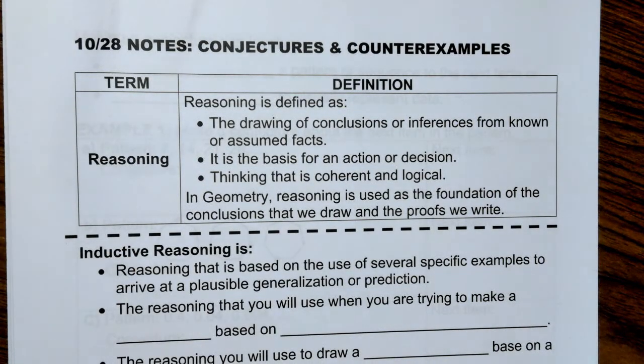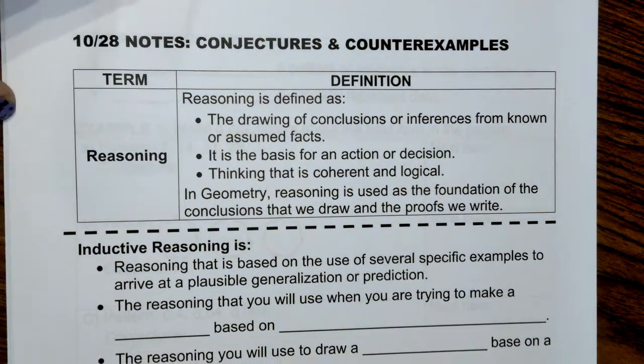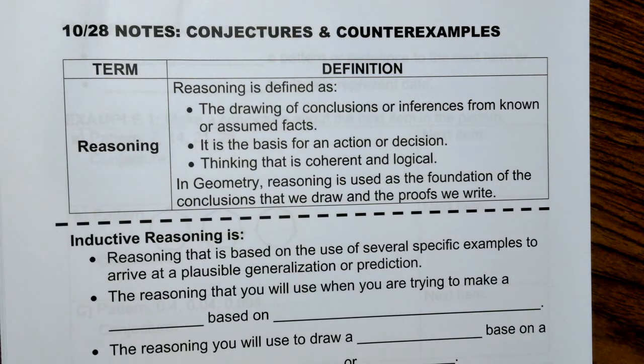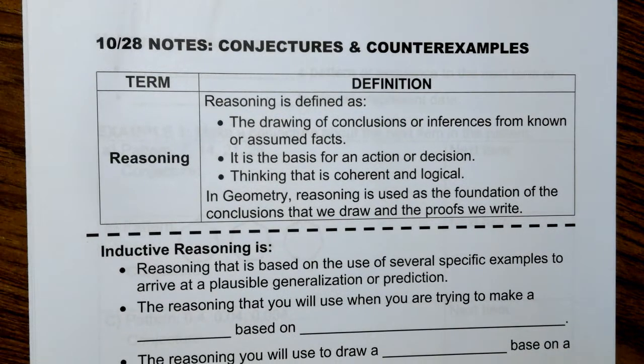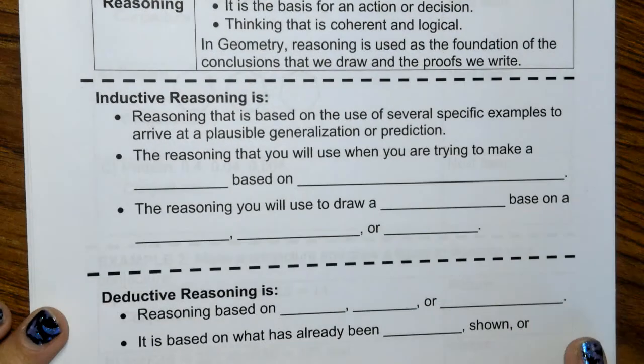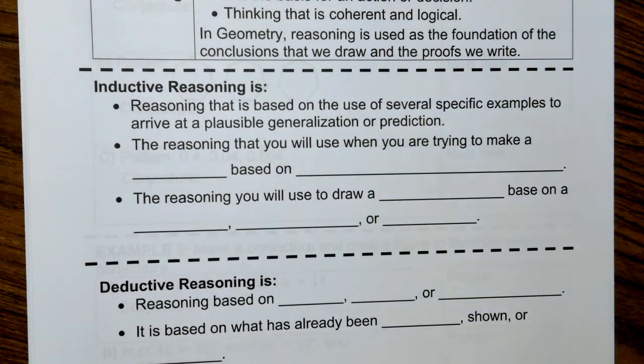All right, so let's go ahead and take a look at conjectures and counterexamples. I'm going to real quickly go through this first part with the reasoning because we're not going to get too involved with that. Reasoning is basically your brain, the wheels in your head turning. You're drawing logical conclusions from facts you already know. You've got two different kinds of reasoning. The first one is inductive reasoning.